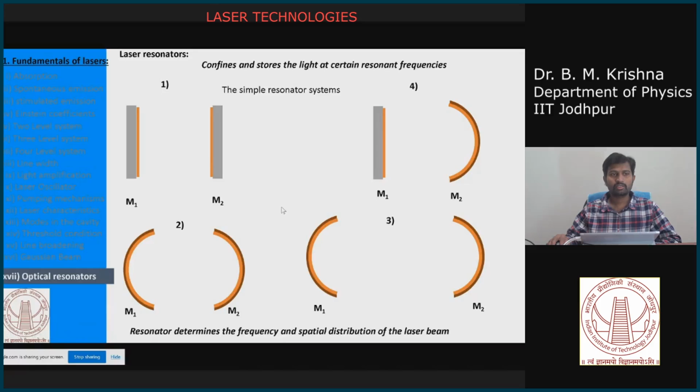So this resonator determines the frequency and the spatial distribution of the laser beam. From your longitudinal waves you will get the frequency, and from the spatial distribution, that is along your radial distances, you will get the spatial mode of your laser. That's what we see, the TEM00 and the higher order modes.